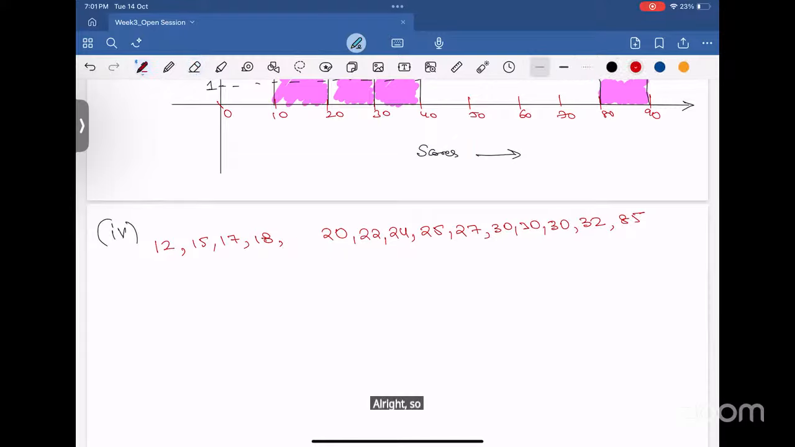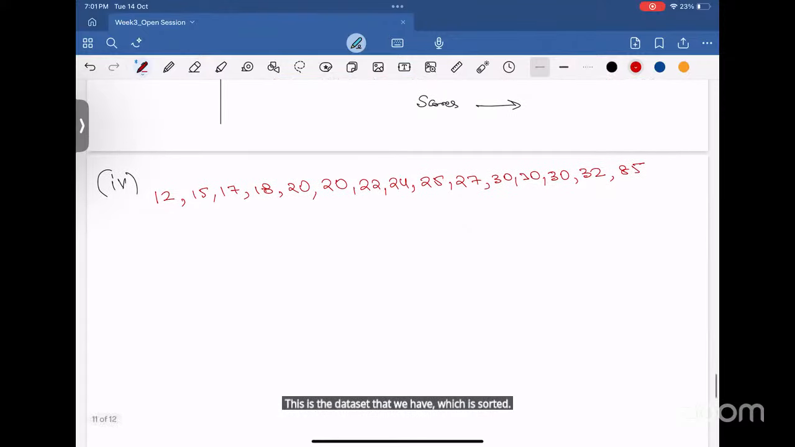Alright, so this is the data set that we have, which is sorted. If we have to find the mode, what is mode? So mode is the maximum frequent. Yes, sir, 30. Which data value is repeated the highest number of times? 30. 30, correct, right? So the mode will be 30.